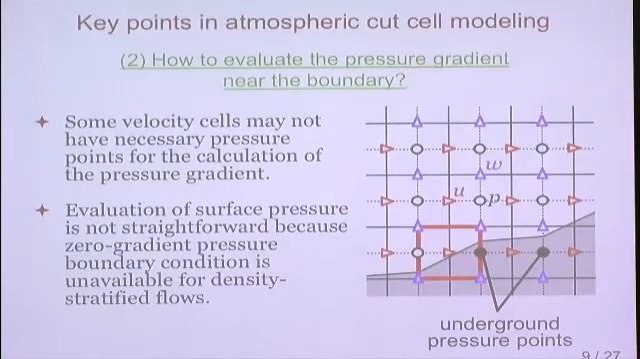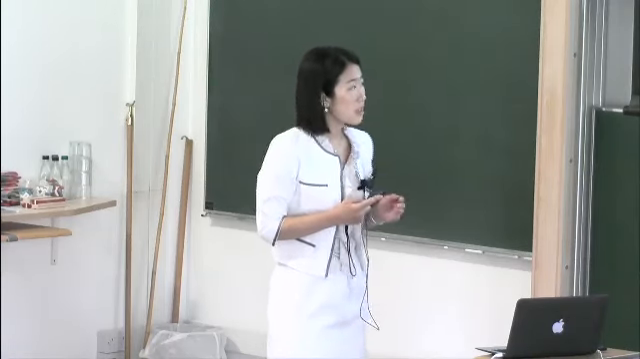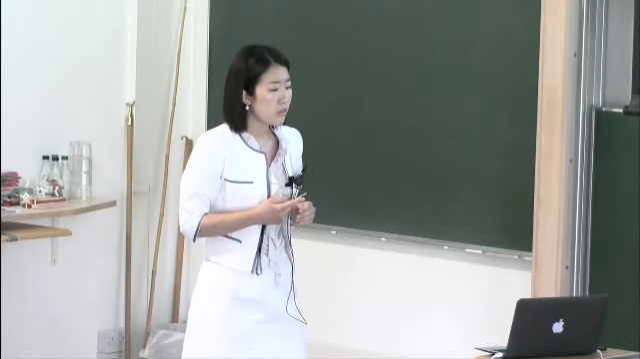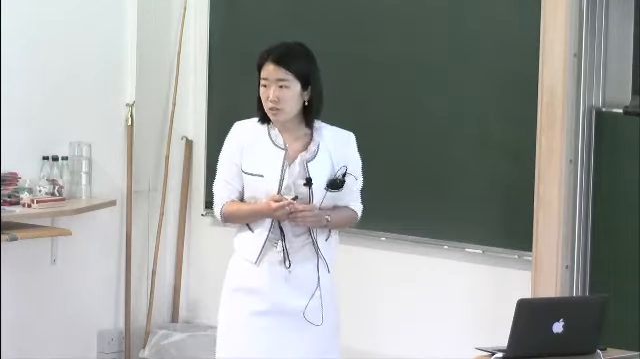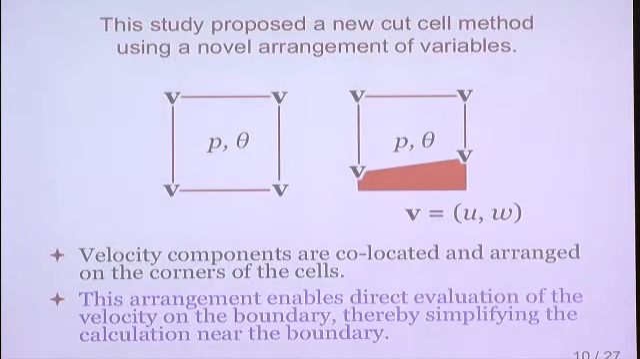And also, the calculation of horizontal pressure gradient at some U cells like this is also complicated. And these velocity cells then generally require the evaluation of surface pressure to calculate the pressure gradient, but this may cause a particular problem in atmospheric simulations, because we cannot use zero gradient pressure boundary condition for density stratified flow. So in this study, to avoid this difficulty in pressure gradient computation, I introduced a unique arrangement of variables shown here.